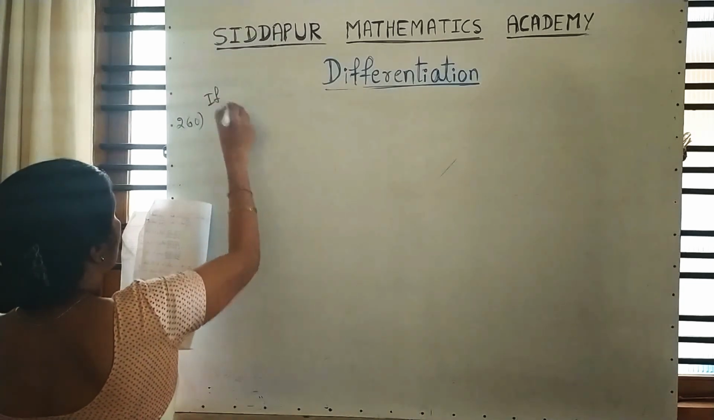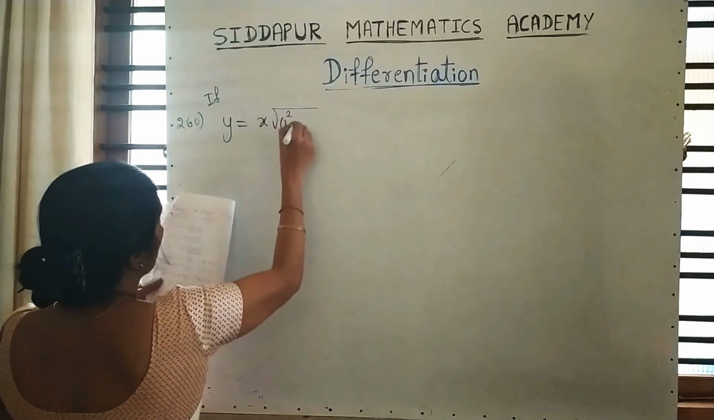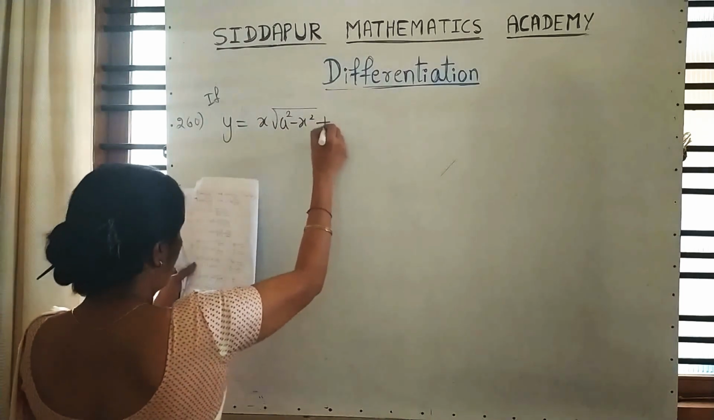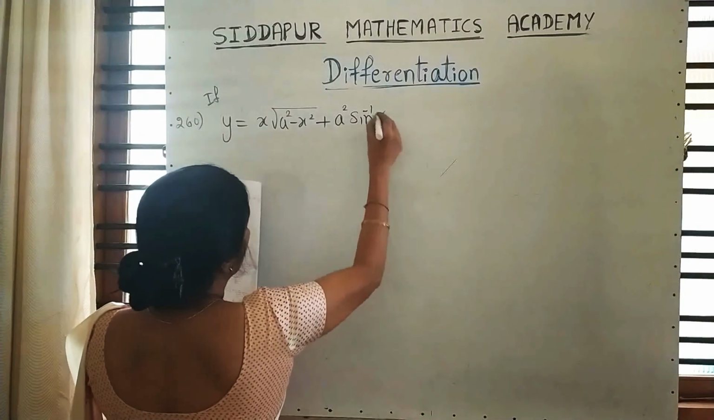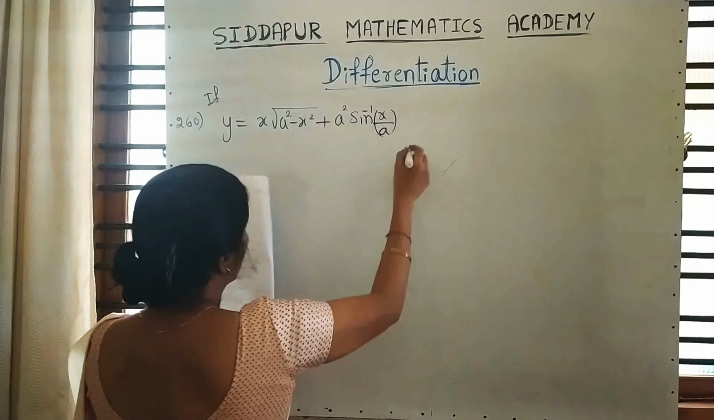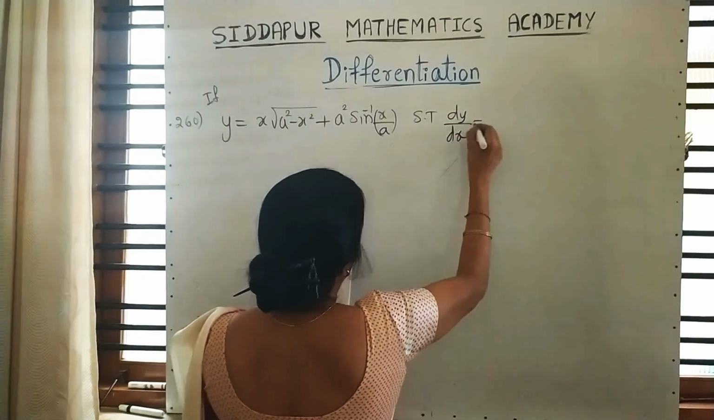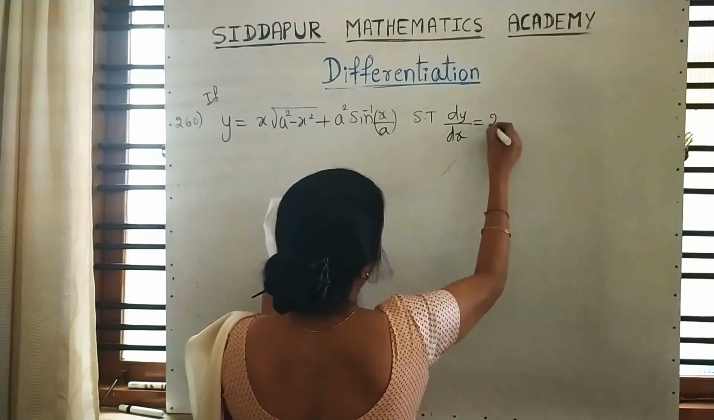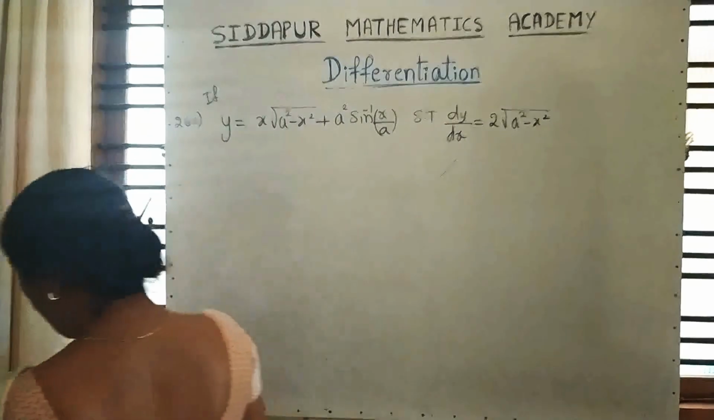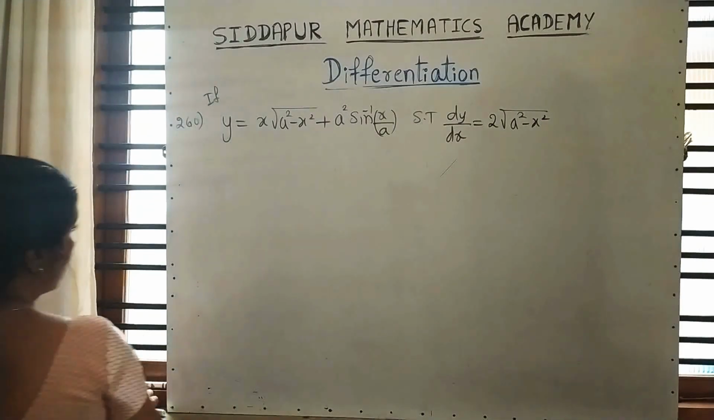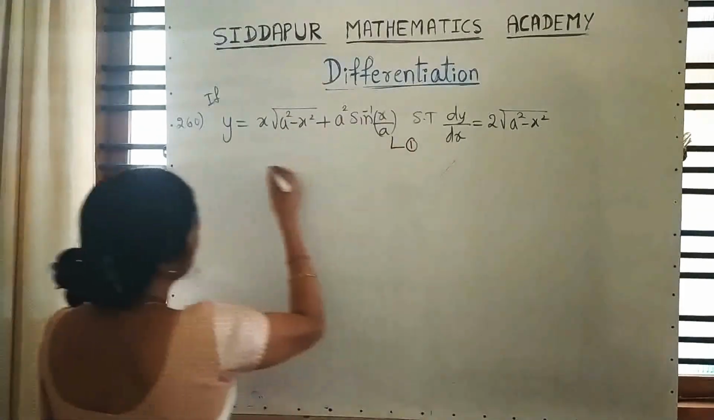If y is equal to x into root of a square minus x square plus a square sin inverse x by a, show that dy upon dx is equal to 2 root of a square minus x square. Here we don't have any substitution, directly we have to differentiate. This is equation 1.